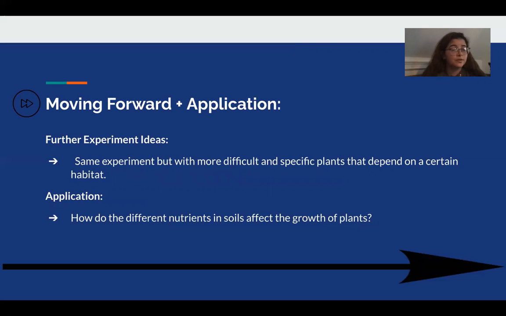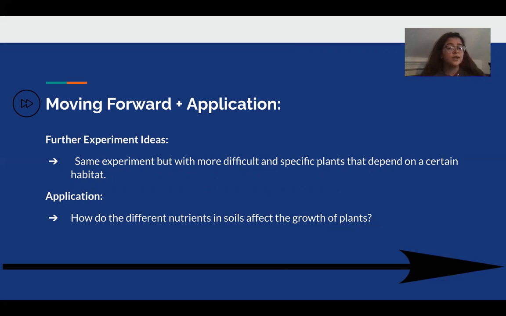Some further experiment ideas would be the same experiment, but with more difficult and specific plants that depend on a certain habitat. So plants like succulents that probably would need more attention to take care of.